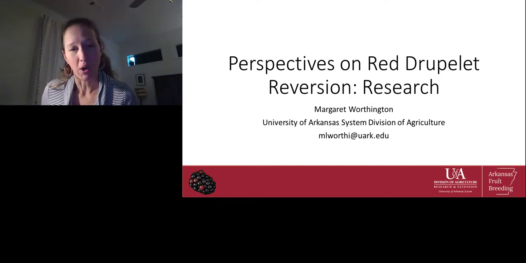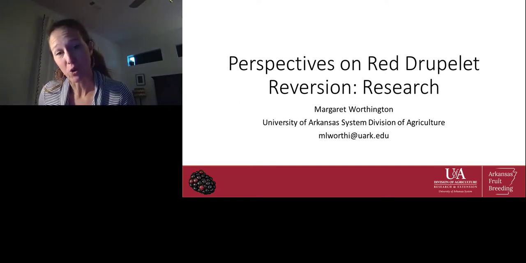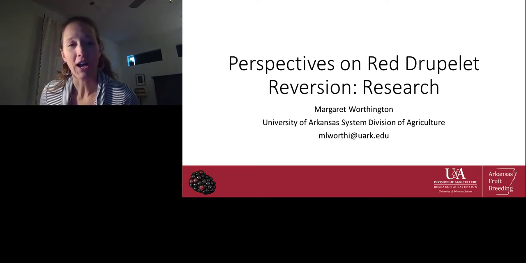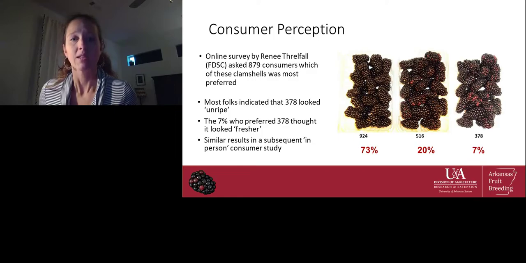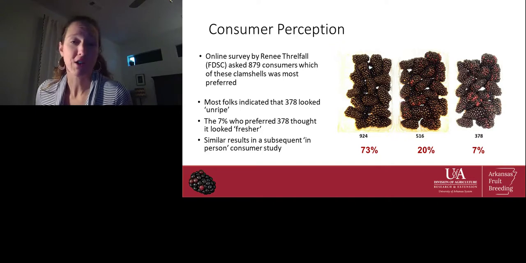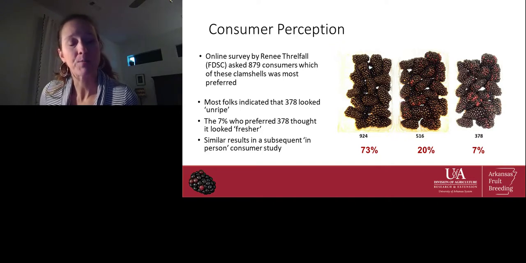So again, I'm Margaret Worthington, and I am an assistant professor of fruit breeding at the University of Arkansas. Many of you know John Clark. I've been hired to be his colleague and eventual successor in the blackberry breeding program. One of the ways that I've been getting my feet wet with blackberries is handling a lot of our research agenda, and a topic I'm really excited about is red drupelet reversion. I'm going to cover some research that we've been doing at the University of Arkansas and also research done in other parts of the world, to keep us up to date on the current state of research for this problem.